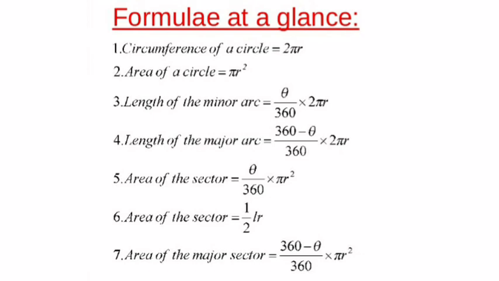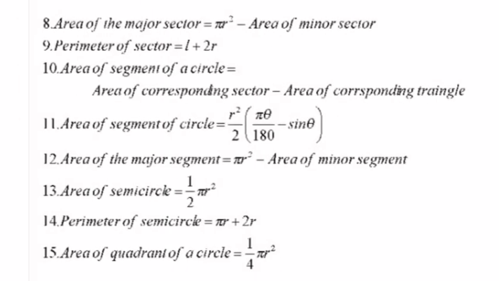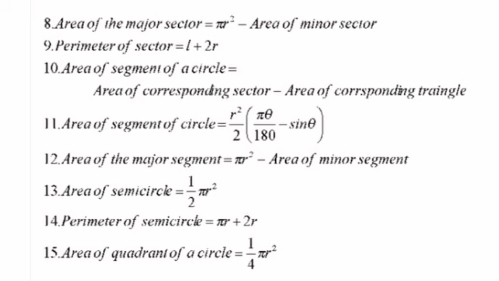Therefore, the circumference of a circle is equal to 2 pi r. Area of a circle, pi r square. The length of the minor arc, theta by 360 into 2 pi r. Length of the major arc, 360 minus theta divided by 360 into 2 pi r. Area of the sector, theta by 360 into pi r square. Area of the major sector, 360 minus theta divided by 360 into pi r square. Area of major sector is equal to pi r square minus area of minor sector. That formula also you can use.